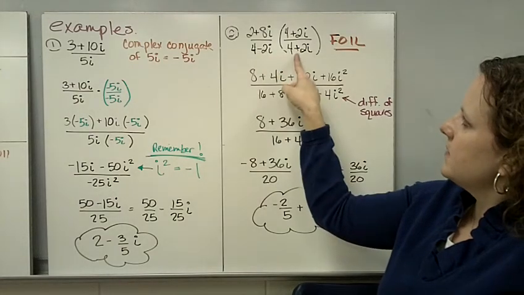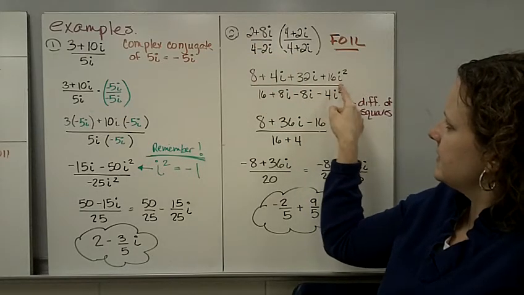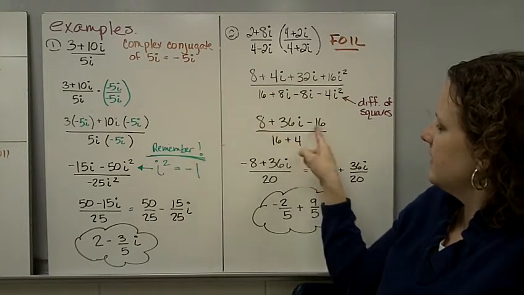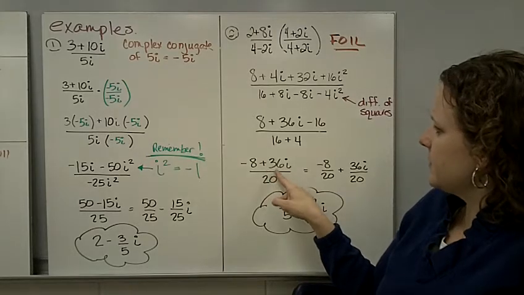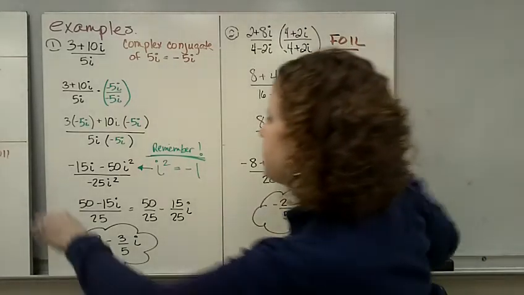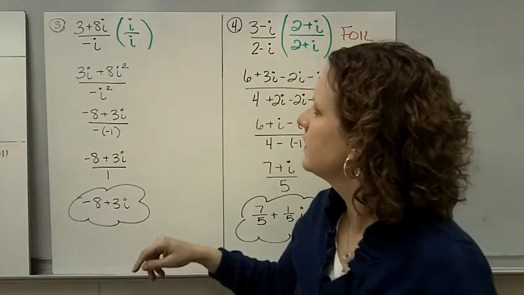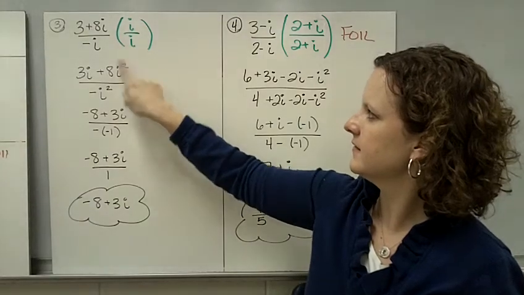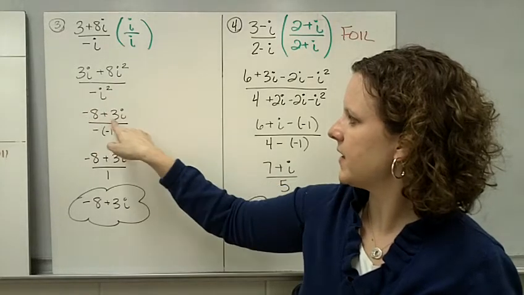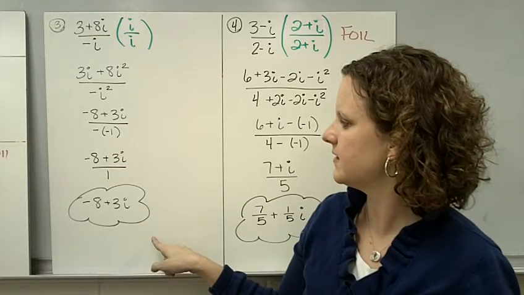Complex conjugate, the sign in front of the imaginary part changes, and we FOIL it. First outer inner last, i squared becomes a negative 16. Collect like terms, 8. Collect like terms again, negative 8 plus 36i over 20. Simplify it, and you have an answer. Next example, complex conjugate. Okay, an easy one to distribute. i squared is negative 1, gives me a negative 8, so I rewrite it. i squared is negative 1, get a positive 1, and an answer.